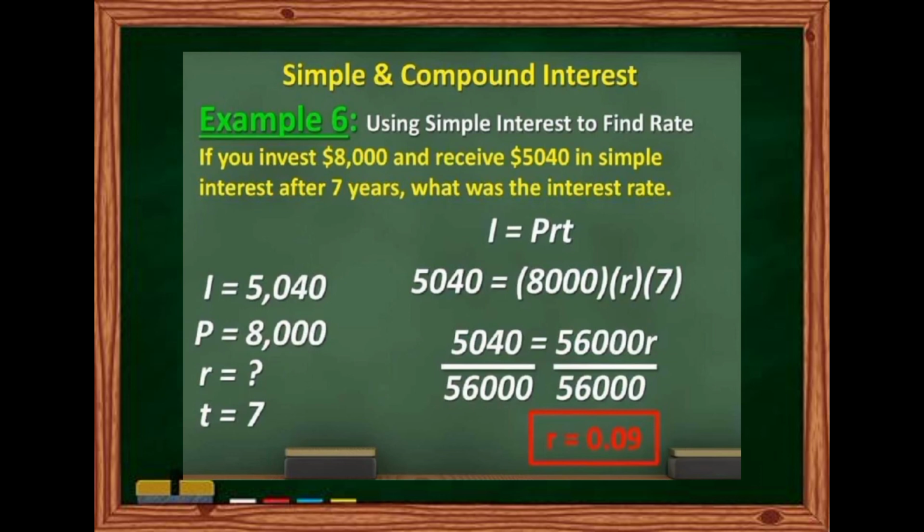Now let's proceed with the formula. I is 5,040, P is 8,000, rate is unknown, and time is 7. So 8,000 times 7 is equal to 56,000. 5,040 divided by 56,000 is equal to 0.09. And now, the rate is 0.09.